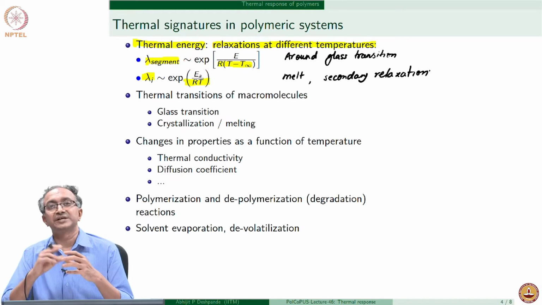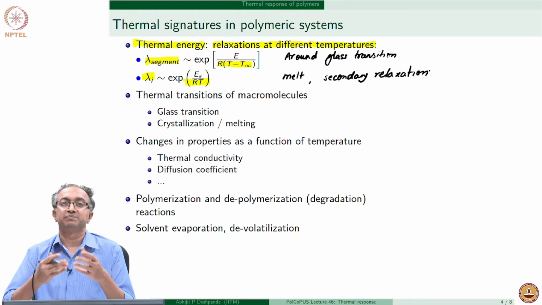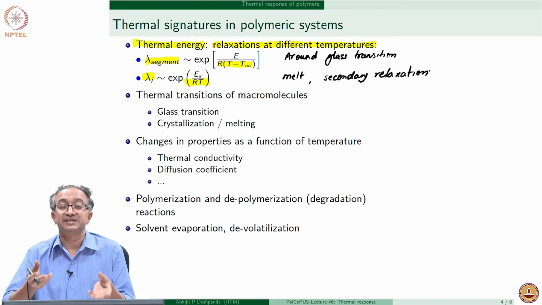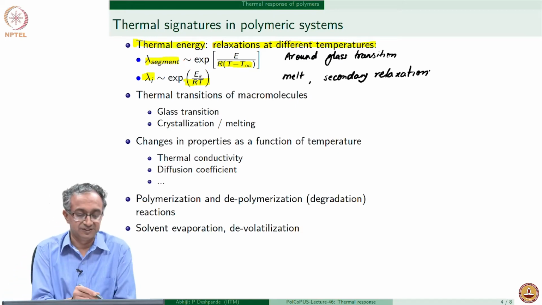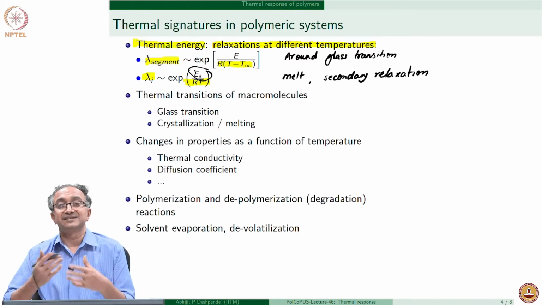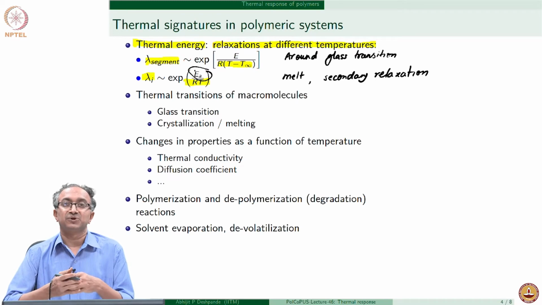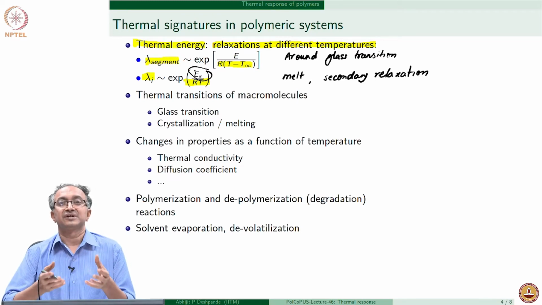So, the side group rotation, for example, may not be possible at minus 100 degrees Celsius, but it may be possible at room temperature. So, clearly the thermal energy available at room temperature is very significantly higher compared to the barrier energy which is there for a side group rotation. So, like this, thermal energy plays a crucial role in determining which relaxation processes are possible and which relaxation processes are not possible.